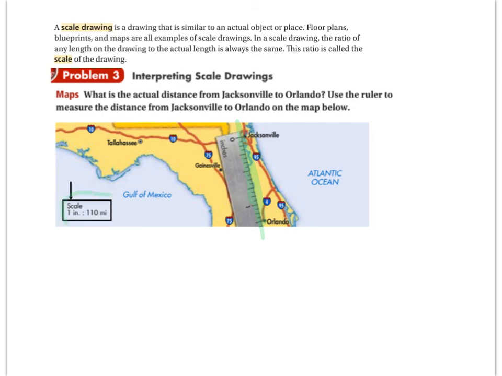Well, one of the things I start with, guys, and I showed you this the other day, is I start with the scale that they give me. The scale that they give me is 1 inch to 110 miles. Now, I'm trying to figure out the number of miles it is from Jacksonville to Orlando. So I need to really read this ruler to see the distance from Jacksonville to Orlando in inches. And the distance there is 1.25, or you could say 1 1/4 inches. Make sure, again, we're setting it up inches to miles and inches to miles.